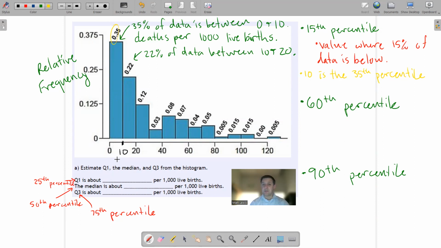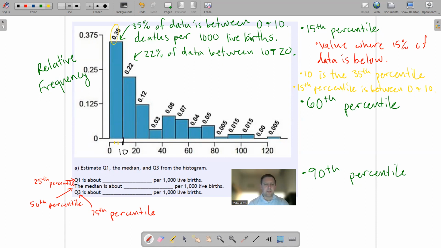So where is the 15th percentile? Well, it's got to be somewhere in here, right? It's got to be somewhere lower than 10. Maybe it's here, maybe it's here. We're not quite sure. But what we do know is that any answer between 0 and 10 would be reasonable, right? So we can say something like this up here: the 15th percentile is between 0 and 10. Now, when you actually go to type that in, just put a number that's between 0 and 10.